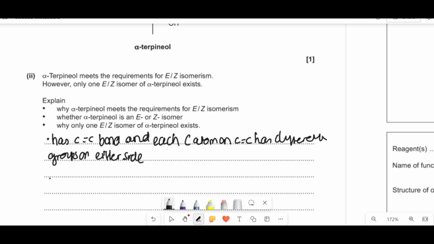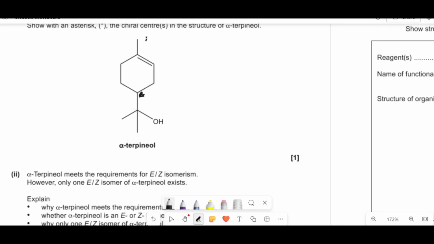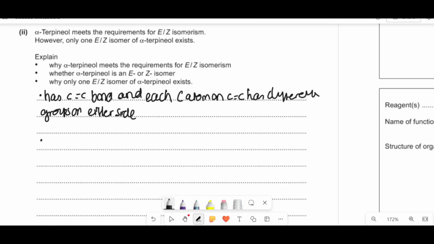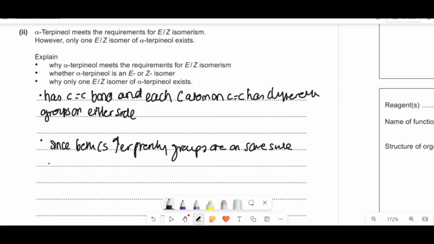Now we need to figure out which one it is. Is it E or Z? Here, there's a CH3, there's an H, and then there's all of this other stuff here and all of this other stuff here. These are higher priority than the CH3 and the H there. So this one has to be the Z isomer, because those higher priority bits with all those extra bits are on the lower side. They're on the same side. So since both carbons' higher priority groups are on the same side, it must be the Z isomer.